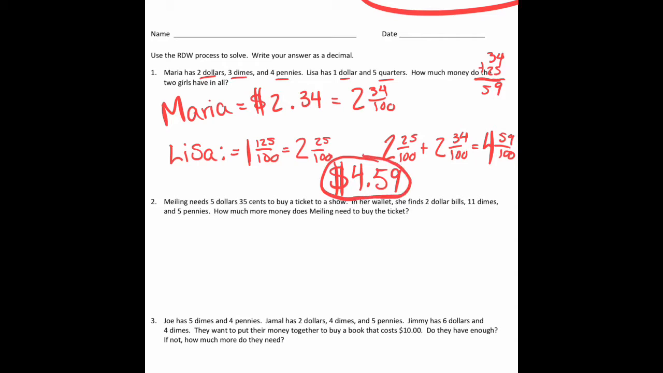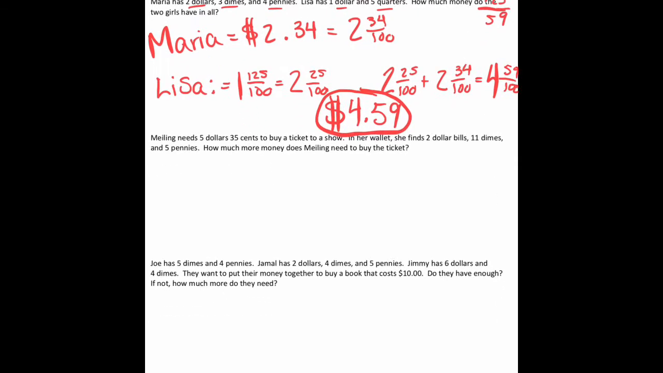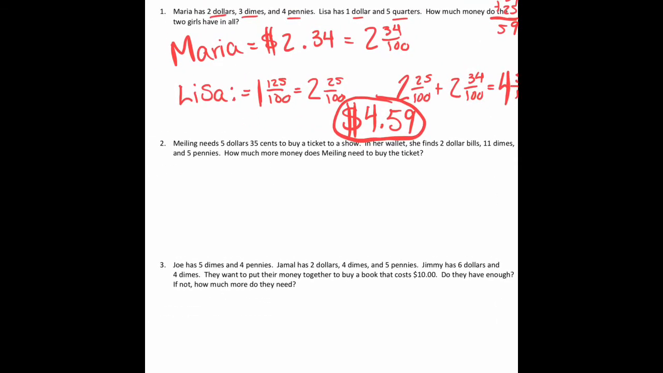Alright, let's look at number 2. Mealing needs $5.35 to buy a ticket to a show. In her wallet, she finds $2 bills, 11 dimes, and 5 pennies. How much more money does Mealing need to buy the ticket? So let's figure out how much she has first.